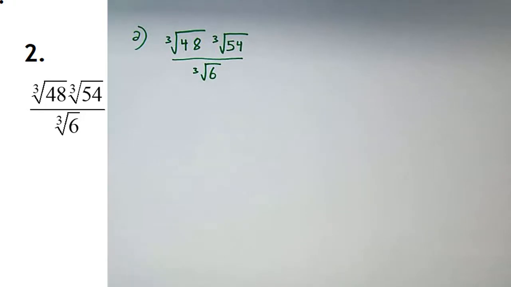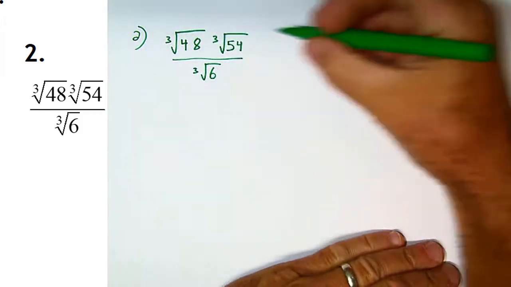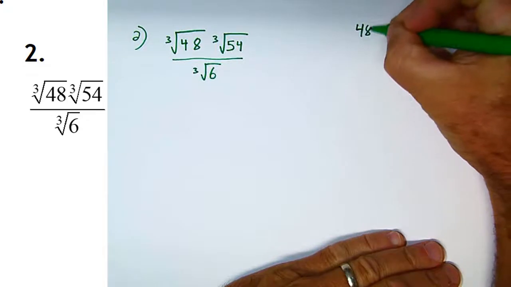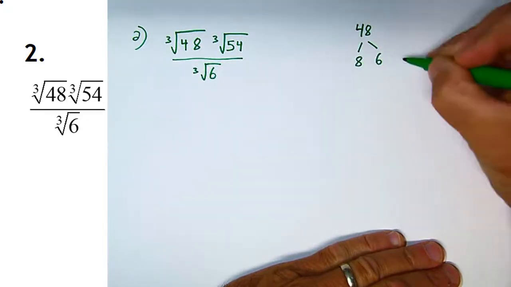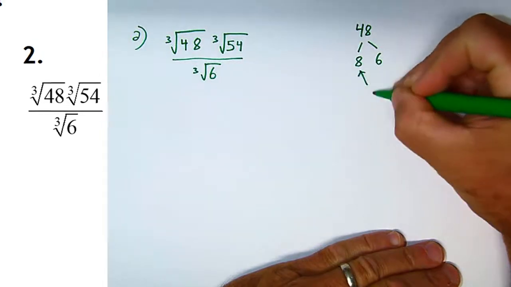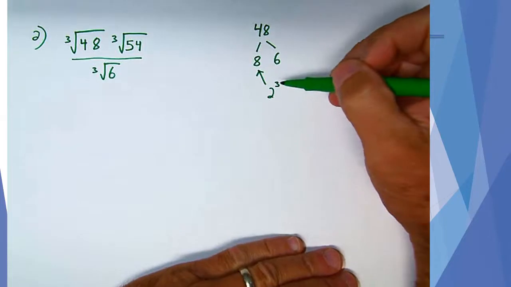Okay, and our last problem of the day here. The cube root of 48 times the cube root of 54 divided by the cube root of 6. Well, two things to note here. First of all, notice that 48 can be broken up into 8 and 6. But 8 is important because that is 2 to the third. That is to say, we can take the cube root of 8.